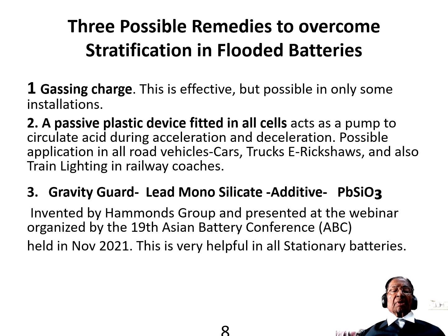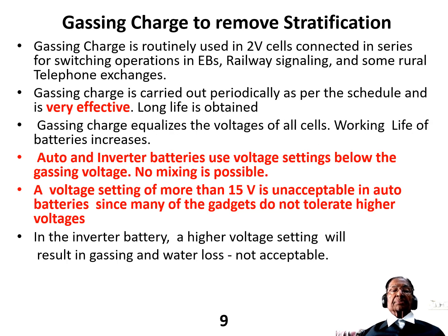Now, the third one, what I have given here, is a recent invention by Hammond Group. They have invented the addition of lead monosilicate. The commercial name is Gravity Guard, and it is added at about the 2% level in both the positive and the negative, and it gives a significant reduction so far as the stratification is concerned. Almost 80% of it is controlled using this chemical. It's available now in Mumbai, sourced from Yoshimura, or even some of the dealers of Hammond products. They also have this product.